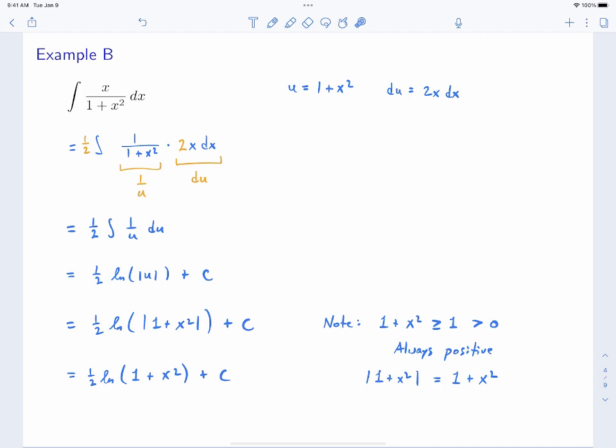And that's our answer. And we could, if we wanted to, confirm this by differentiating 1/2 times ln of 1 plus x squared, and we would find that, yes, indeed, using the chain rule, we get x over 1 plus x squared.